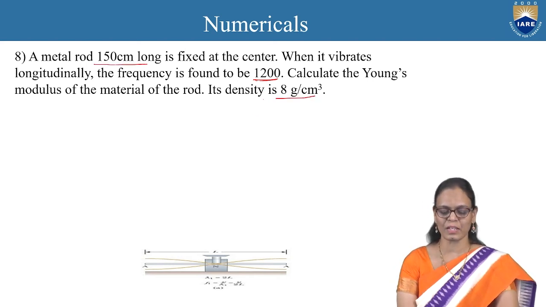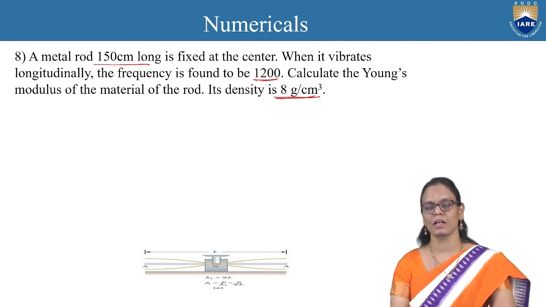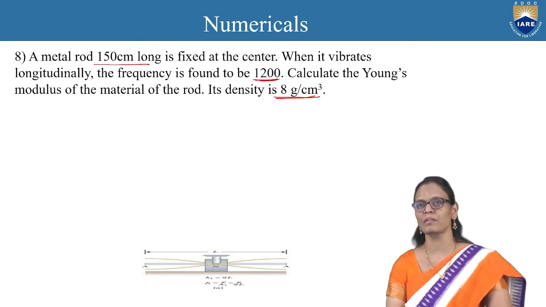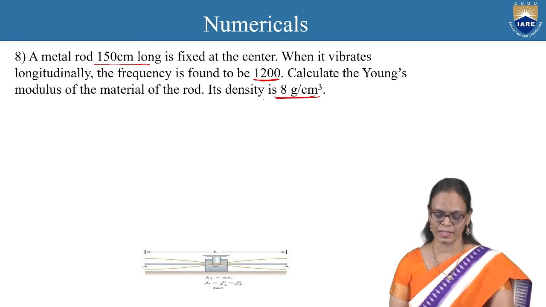See here, the length is given in CGS. The density is also given in CGS, and frequency is 1200. That will be vibrations per second. So the unit remains the same in any system. So we can continue doing this numerical in CGS system. So first let us understand what is given.